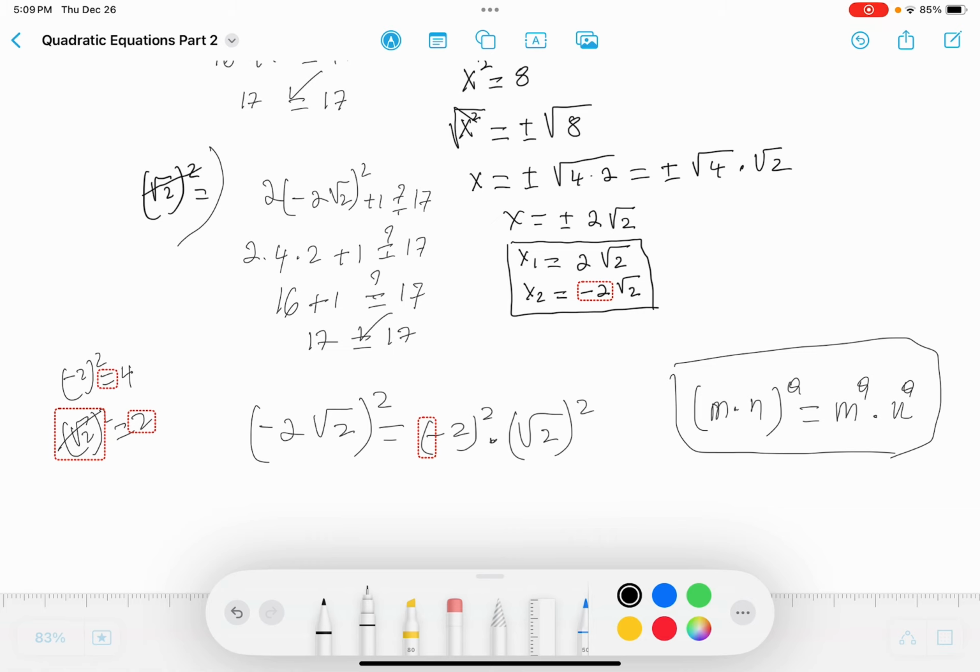So that means the solutions x1 equals 2 square root of 2 and x2 equals negative 2 square root of 2 are correct. And those are two real solutions.